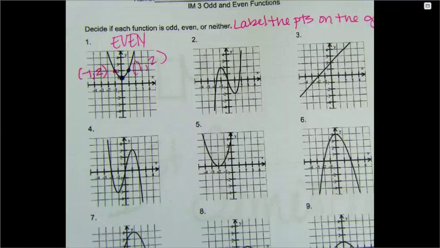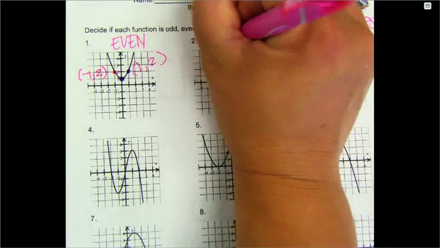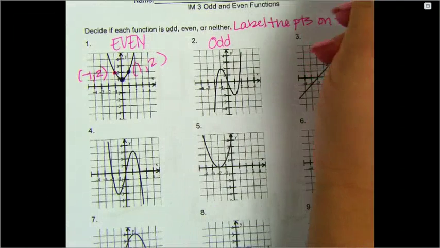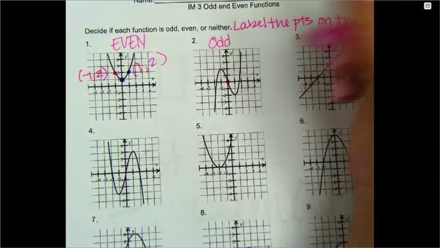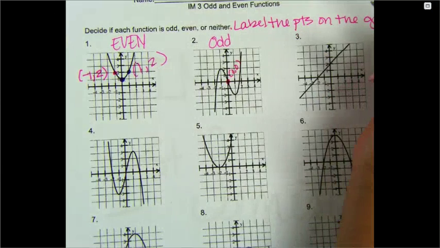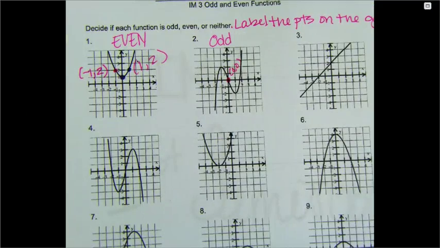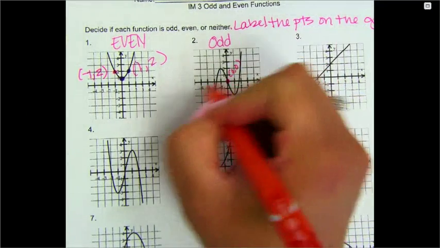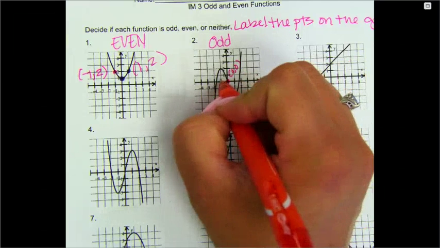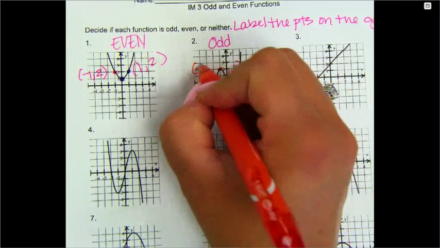Ready? What do you think? Even, odd, or neither? Odd. What makes it odd? What's one of the rules? Has to be on the origin. Is it on the origin? Yep, it is at 0, 0. Good. What else? It's reflective, so we need to find the 2 points. So what's 1 point on the other side? -1, 2.